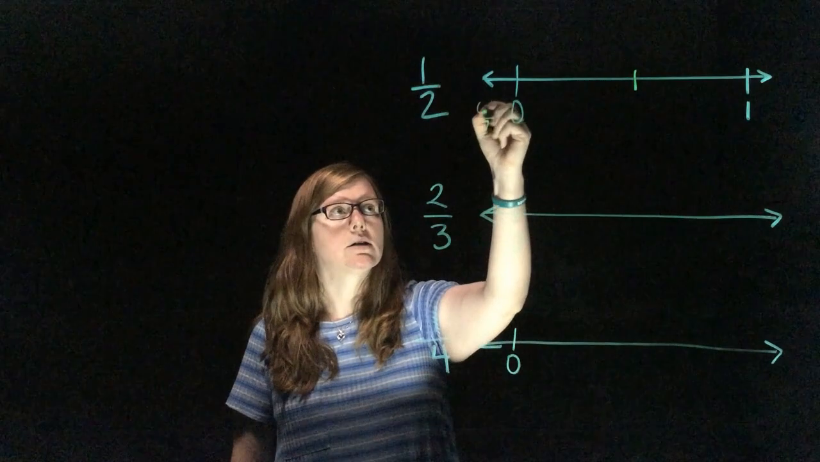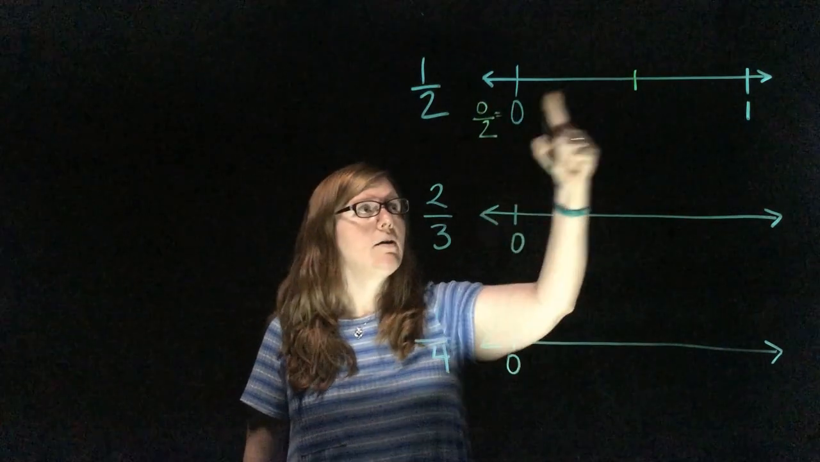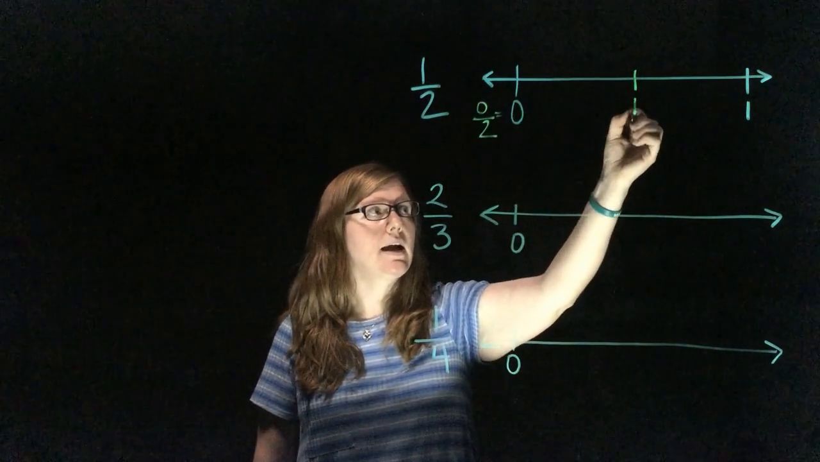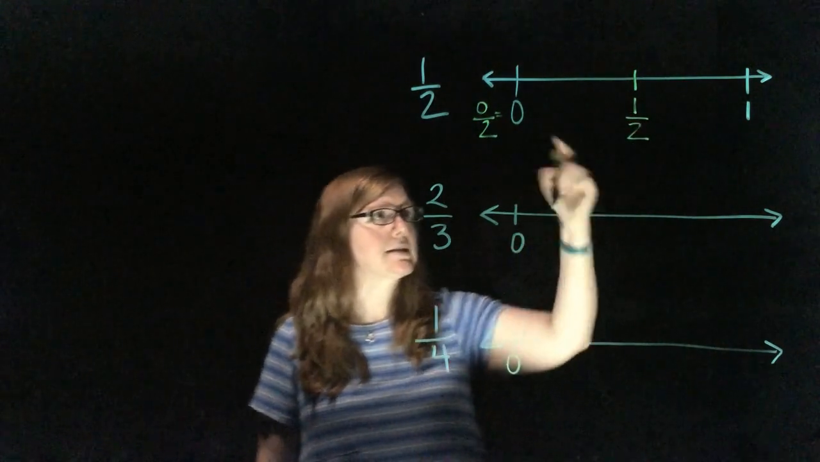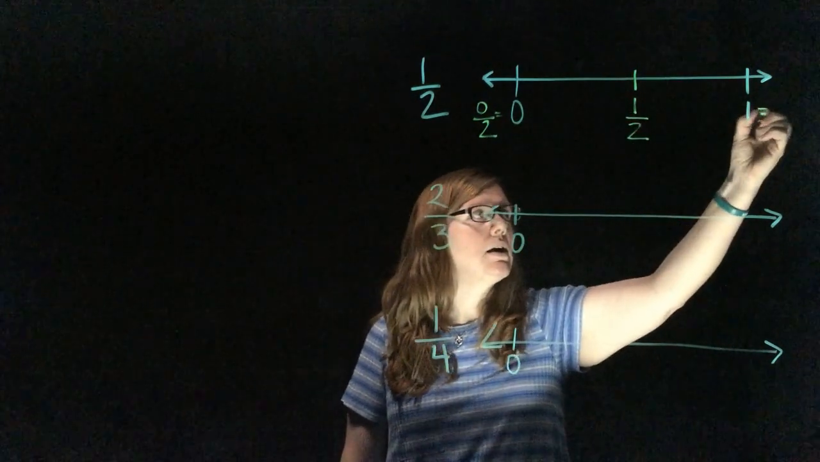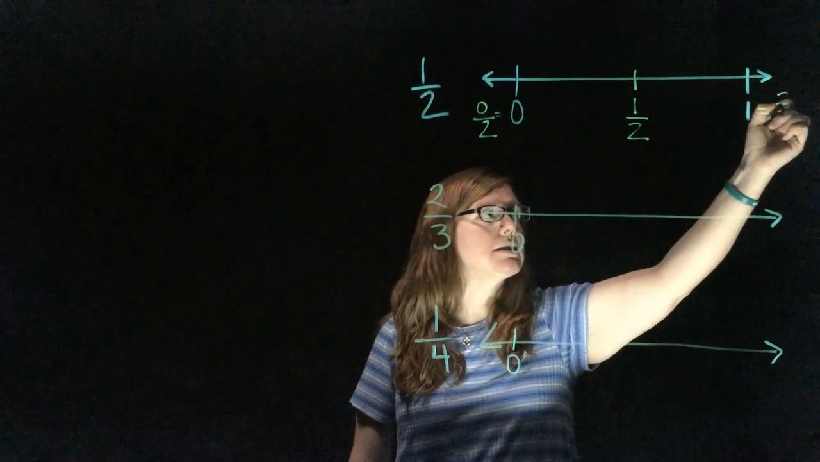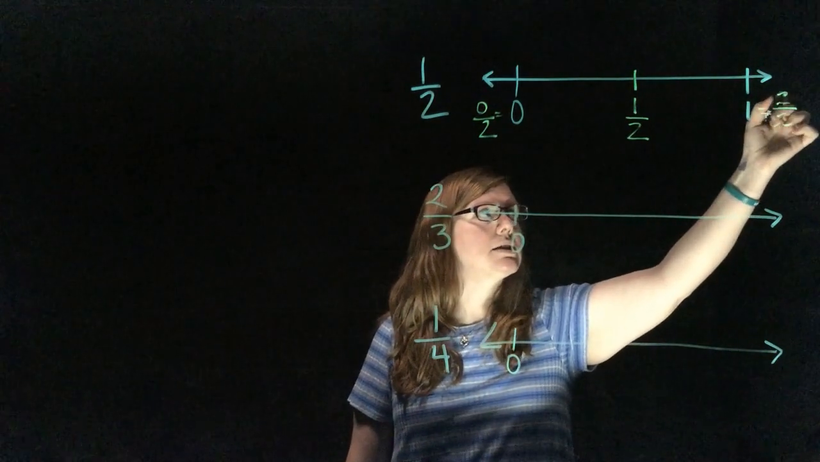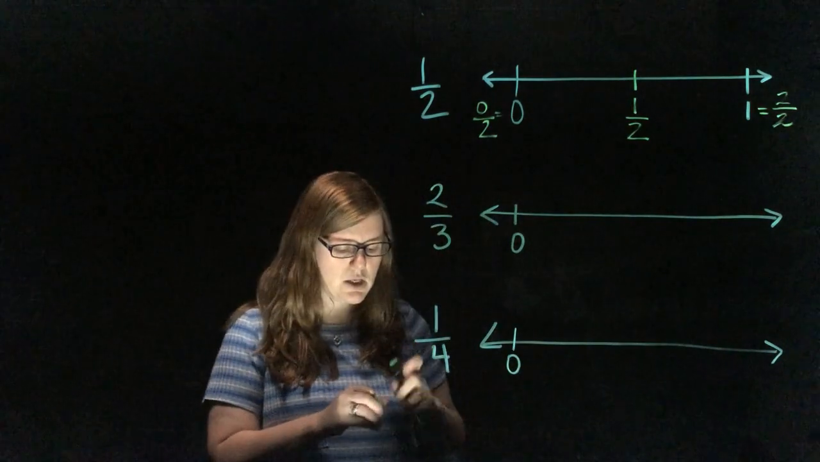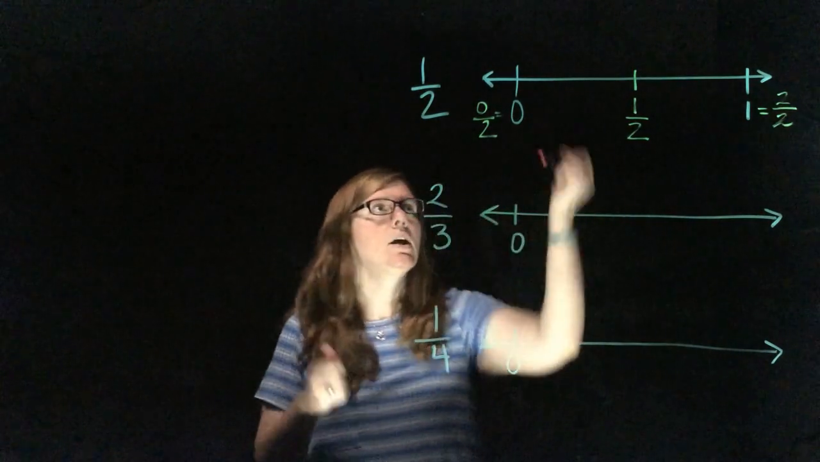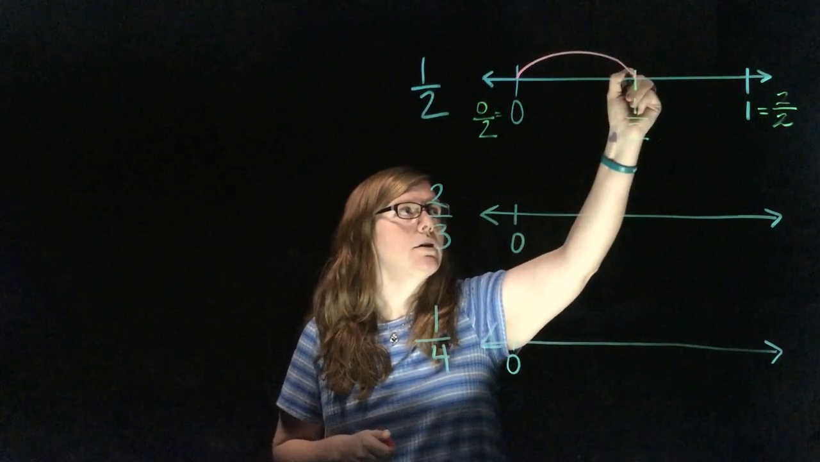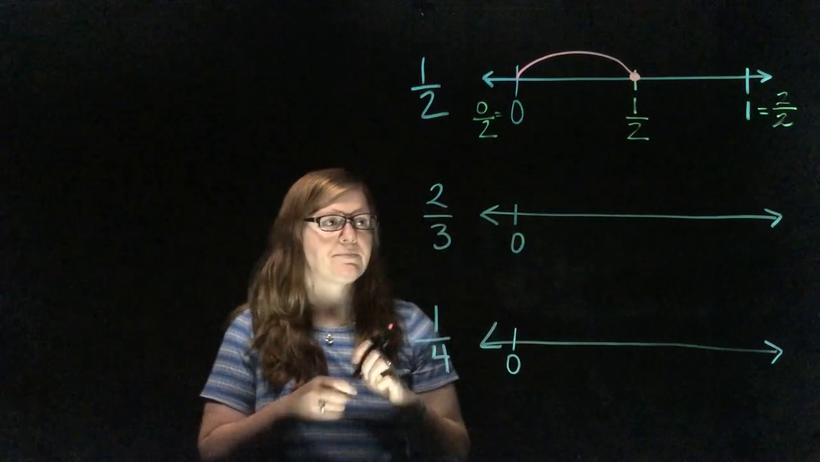0, I have no parts, so 0 over 2. From 0 to my first line, I have 1 space. My denominator is my total number of spaces. And then from 0 to 1, my numerator, I have 2 spaces. And my denominator is still going to be the 2. So I want to represent 1/2 on this number line. So I'll make my jump 1/2.